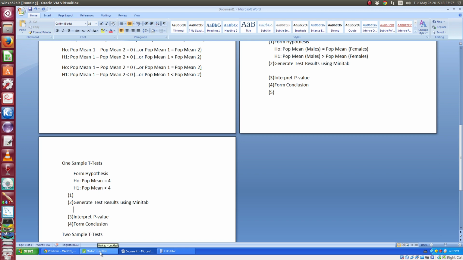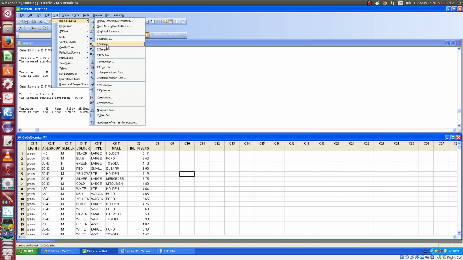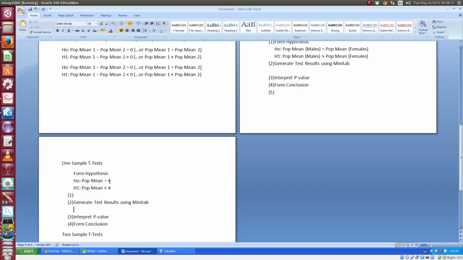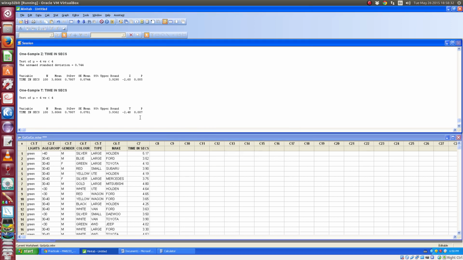So let's get the Minitab output. We go to Stat, Basic Statistics. We're doing a one sample T. We've got one or more samples each in a column, time in seconds. In this case, we want to perform a hypothesis test, and the hypothesized mean, let's go with exactly what we had before, is equal to 4. We want to test a situation where the mean is less than the hypothesized mean at the 95% level of confidence. So we click OK, and we get our results here.